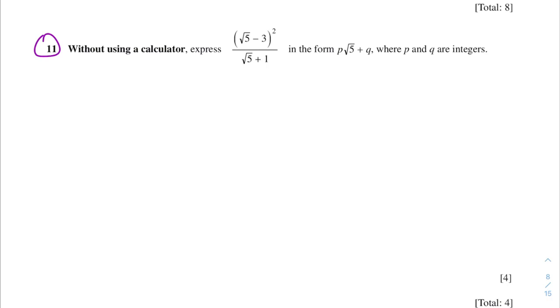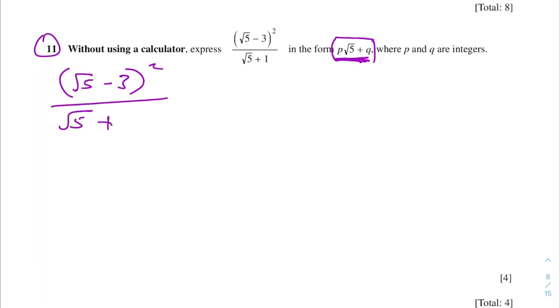All right, let's start with the first question. It says that without using a calculator, express (root 5 minus 3) all squared over (root 5 plus 1) in the form p root 5 plus q. So until you get it in this form, we are not done working the question out. All right, so let's start. We have (root 5 minus 3) all squared over root 5 plus 1.